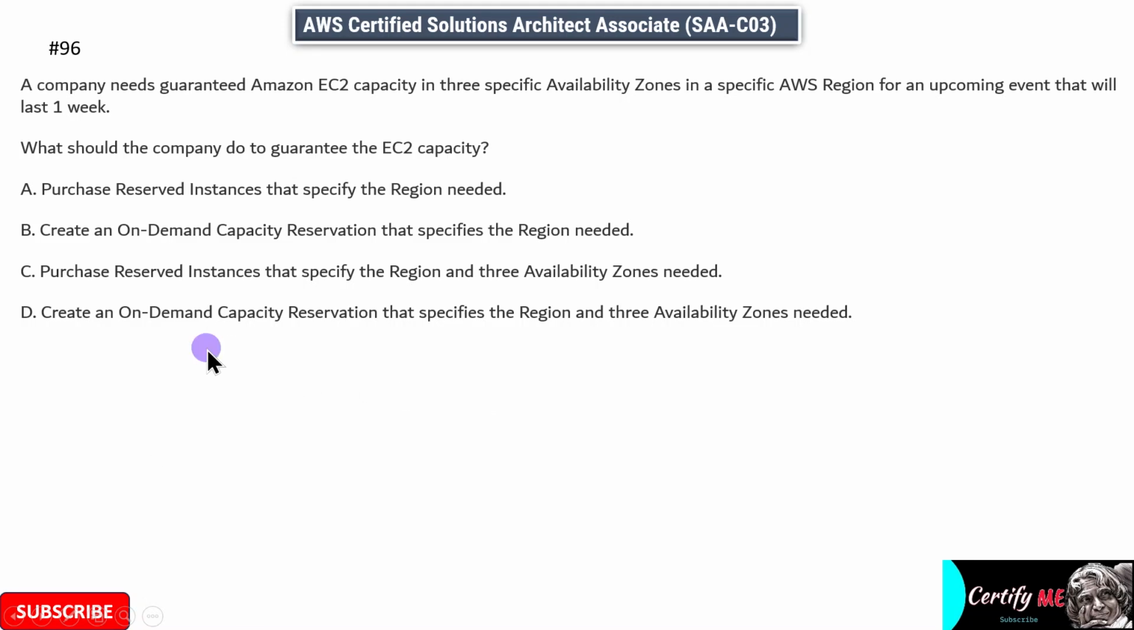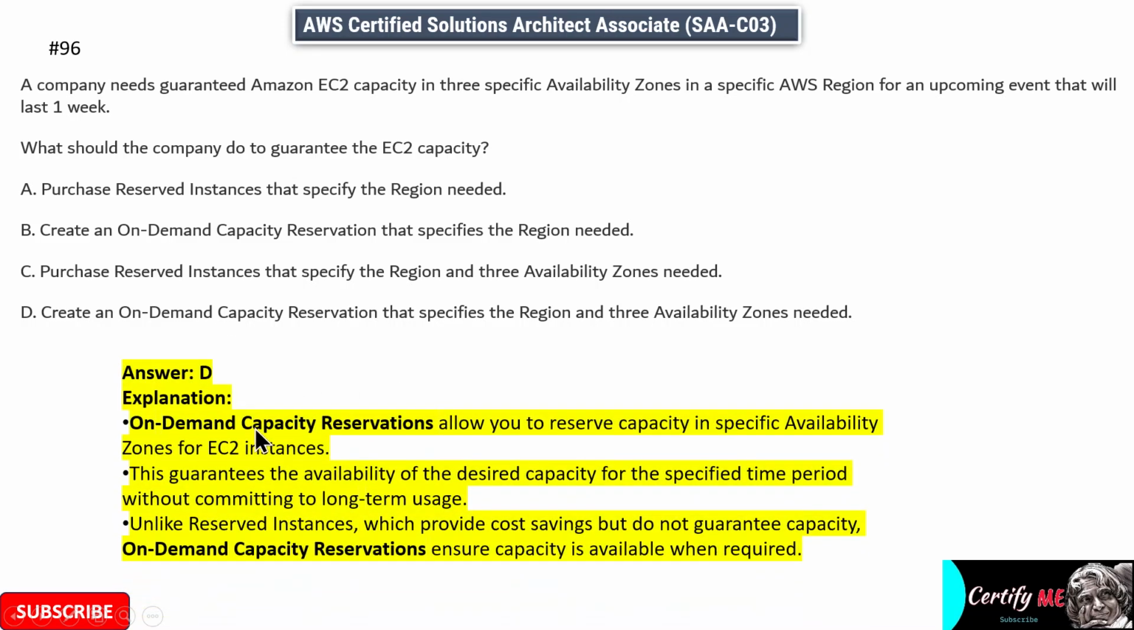The correct answer is option D. On-demand capacity reservations allow you to reserve capacity in specific Availability Zones for EC2 instances. This guarantees the availability of the desired capacity for the specified time period without committing to long-term usage. Unlike reserved instances, which provide cost savings but do not guarantee capacity, on-demand capacity reservations ensure capacity is available when required.